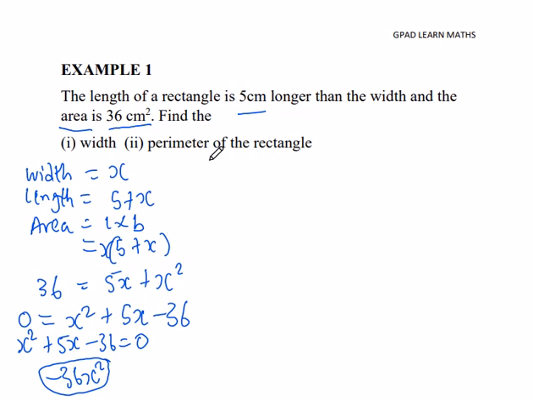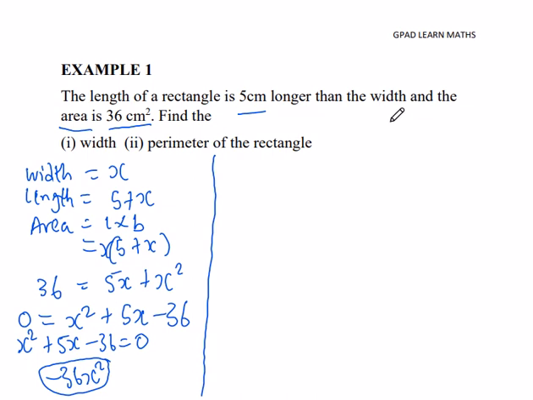So what are those two numbers? Be very careful how you pick the two numbers, because you must make sure that when you multiply them, you get this, and when you add the two numbers, you get plus 5. So what are they?